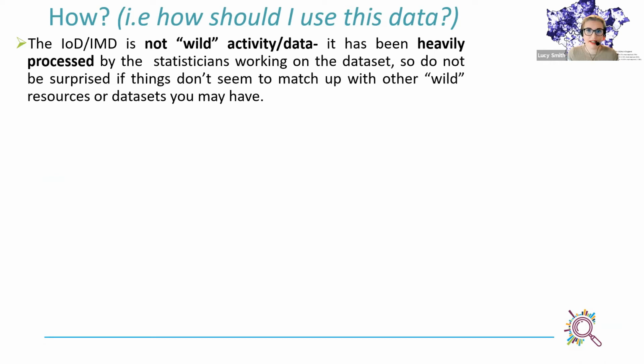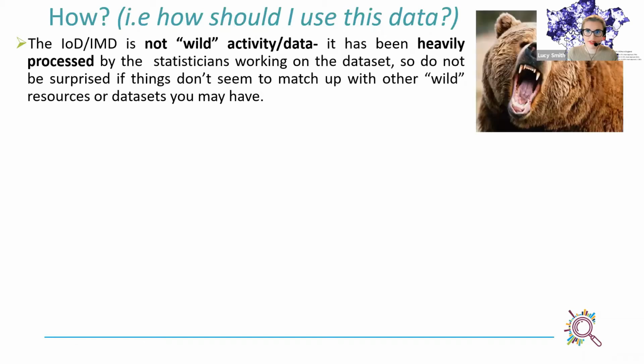So the how: it's not wild data, so it's been heavily processed, is the biggest takeaway point from this, really, by the statisticians that work on the data set. So do not be surprised if you have your own internal data at your organisation, or you're aware of data that exists at a local level and it doesn't seem to match up with the IMD. That's totally normal. It's because the IOD/IMD is a very, very processed thing.